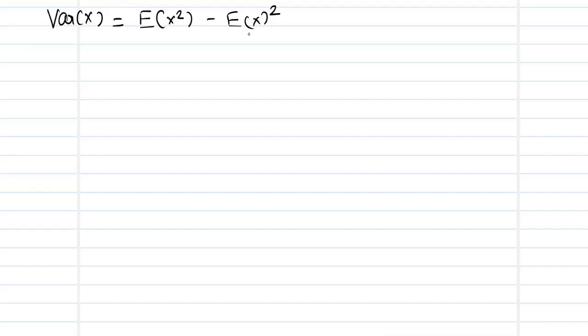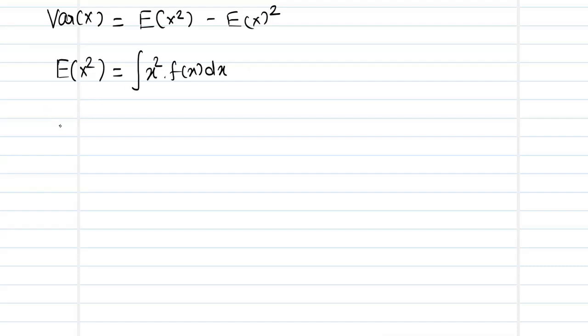In this part we have already computed E of X, which is the mean, for which we have got the answer as 2. So the only thing we need to now compute is E of X square. So now let us concentrate on computing E of X square. How to compute E of X square for a continuous random variable? This is nothing but the integral of x square into f of x dx.